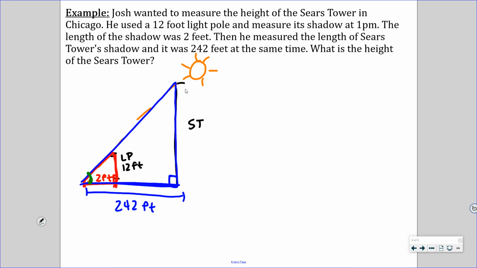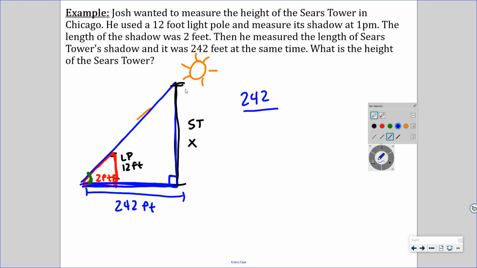All right, so what we really try to find is this height. I'm going to call it X. Call it H if you want, doesn't matter. So let's set up a proportion here. I know the shadow length to shadow length. I'm gonna do the big one again. 242 to 2 feet. Sorry, shadow length to 2 feet. I know that has to be proportional to the heights of the Sears Tower to the lamppost.